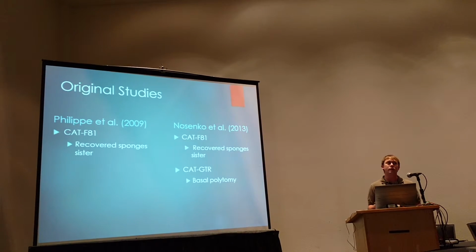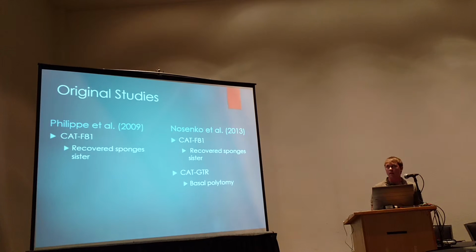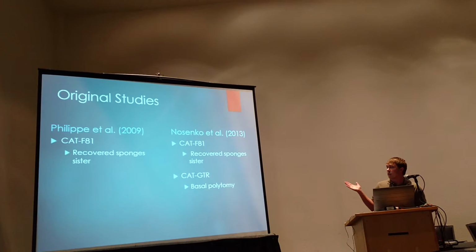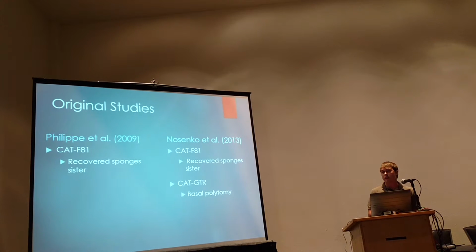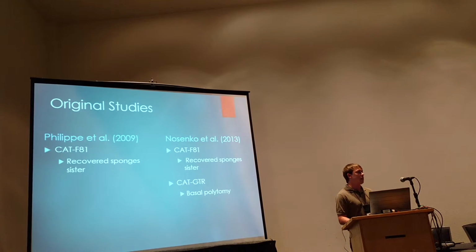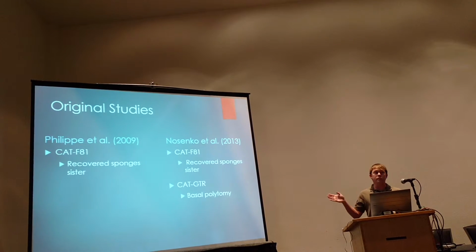2009 used CAT-F81, they didn't use partitioning or CAT-GTR, and they recovered Sponge-sister. Nosenko et al. with CAT-F81 recovered Sponge-sister; with CAT-GTR they kind of got this unresolved basal polytomy, and they didn't do partitioning.